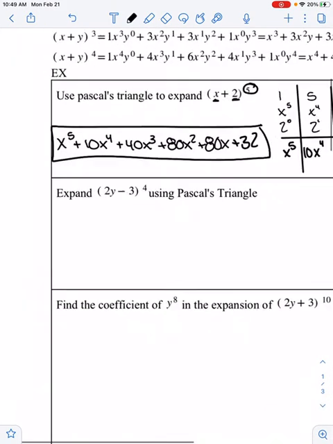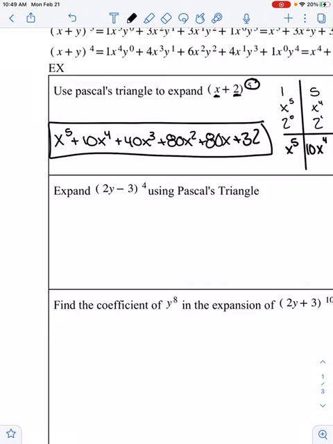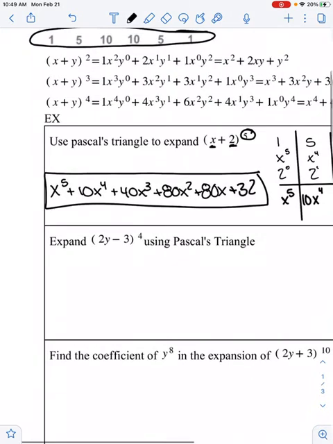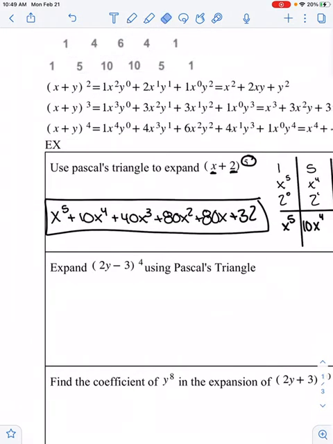So let's try this next example. Expand 2y minus 3 to the 4th. So now we're using the coefficients from the row that ends with a 4. So 1, 4, 6, 4, 1.